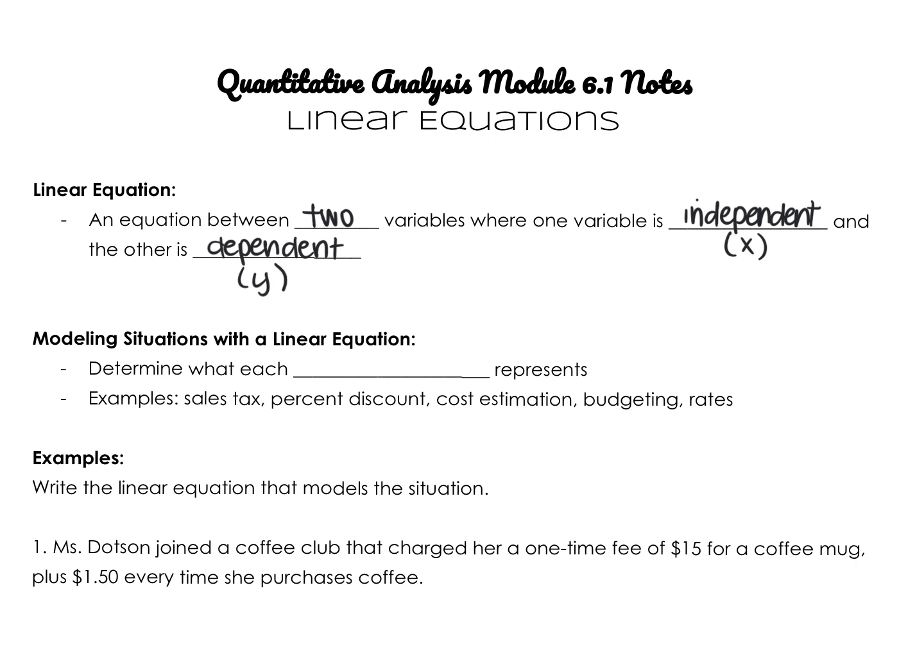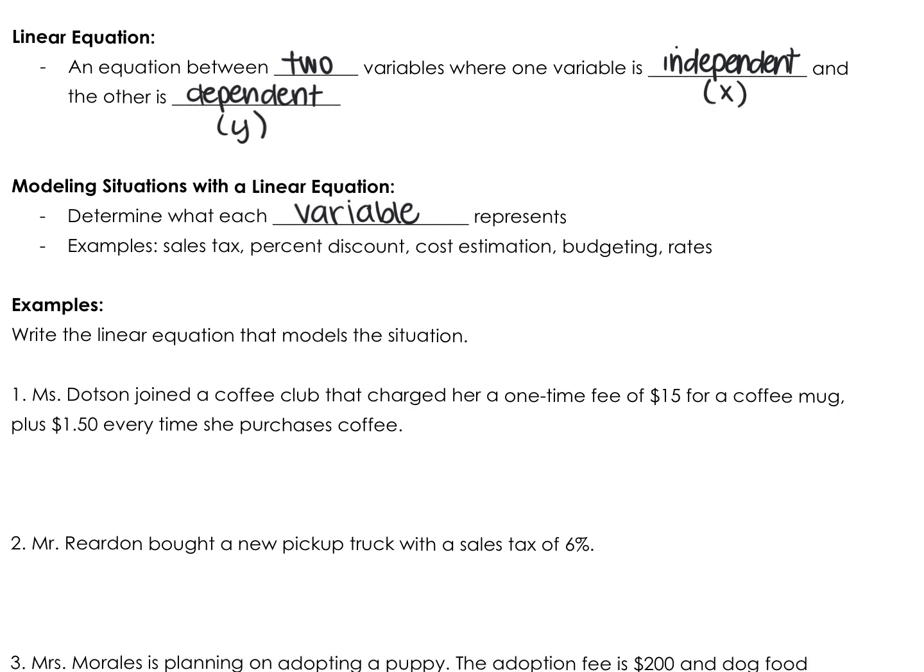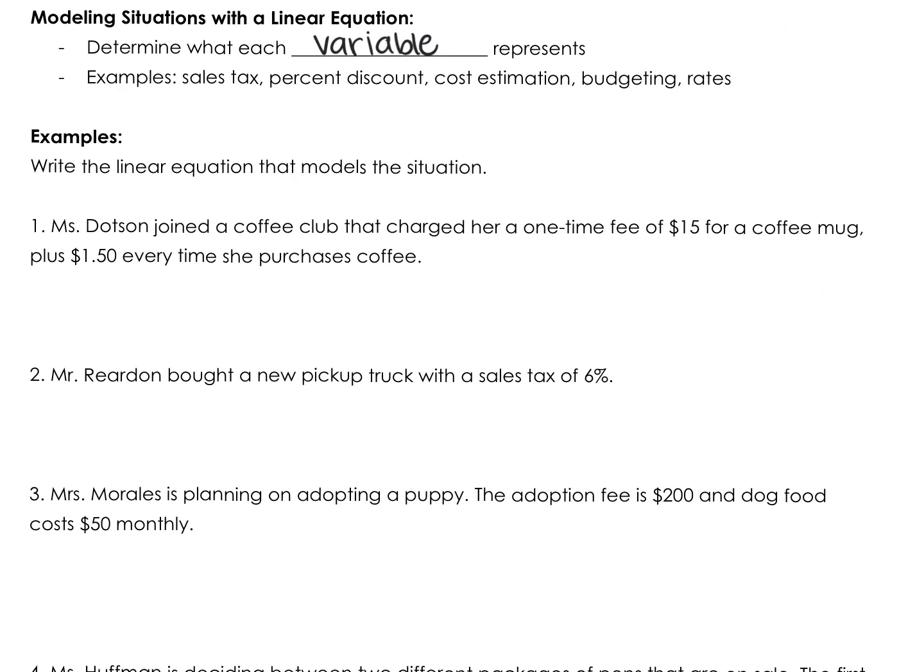So when you're trying to model a situation with a linear equation, because a lot of what we're going to do in Module 6 is word problems associated with linear equations and then inequalities as well, your first step should always be to determine what each variable represents. Because if you don't know what your variables represent, it makes it a little bit more difficult to write your equation. So a few of the examples that we're going to be looking at are sales tax, percent discount, cost estimation, budgeting, and rates.